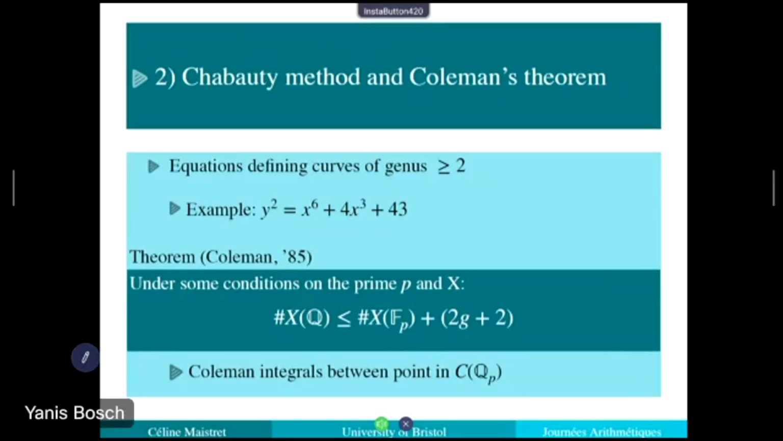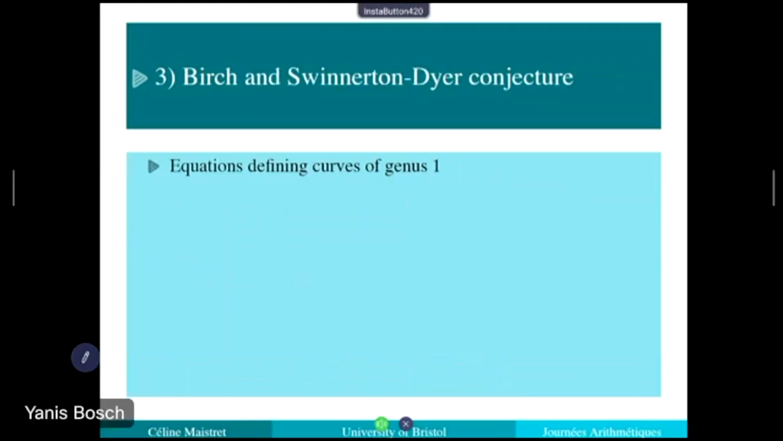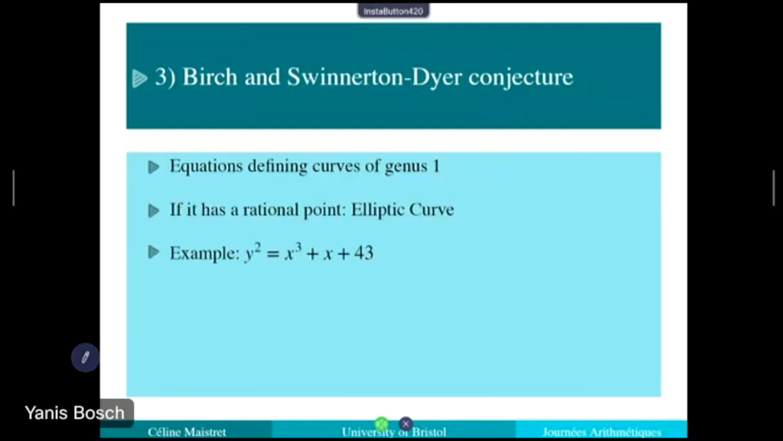Okay, so this was the second bridge for genus 2 and higher. And then I left out the genus 1 curves, especially because they behave very differently. So we've seen that genus 0 has infinitely many points, genus 2 and more have finitely many points, and straight in the middle sits the genus 1 curves. So you have two ways to deal with the genus 1 curve. The first one, if your genus 1 curve has a rational point and you are aware of it, so if you know it has one, then you have an elliptic curve. An example of which is this one. So you have y squared is a cubic polynomial.